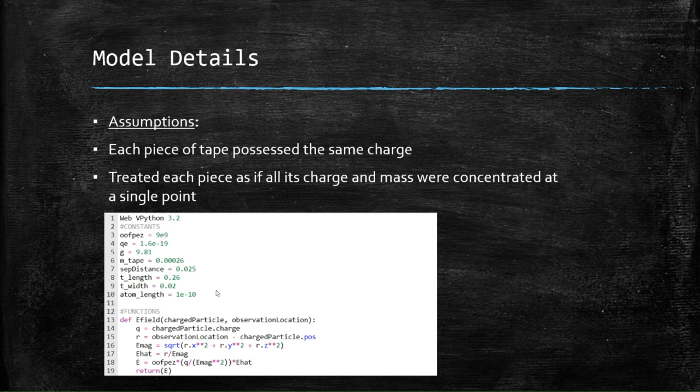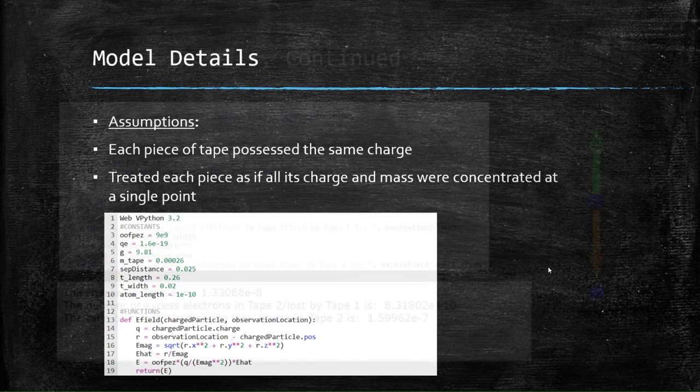Here in my model, you can see I have a bunch of given constants, as well as constants that I measured, just things about the tape, and the length of an atom here, which we use later, and then a function here which is used to define an electric field.